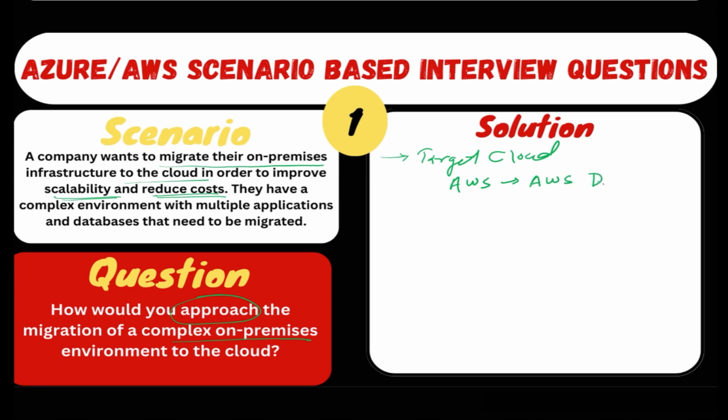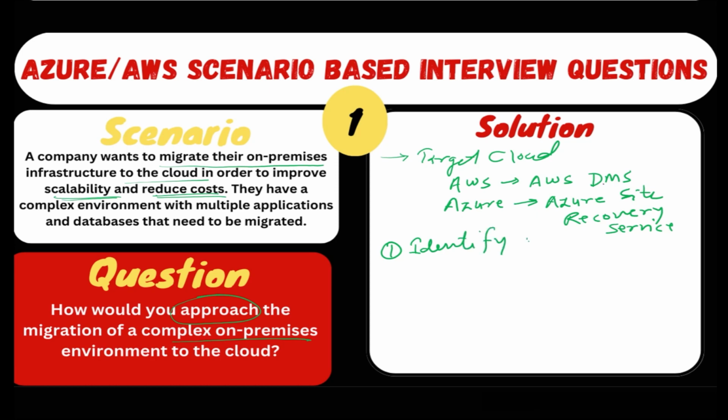So if you are looking for AWS, then we need to look for the AWS Database Migration Service. If we are looking for Azure, then we need to look for the Azure Site Recovery Service. So let's understand how we'll approach the solution. The first step in the process will be to assess the current infrastructure and identify any potential issues that may occur during the migration.